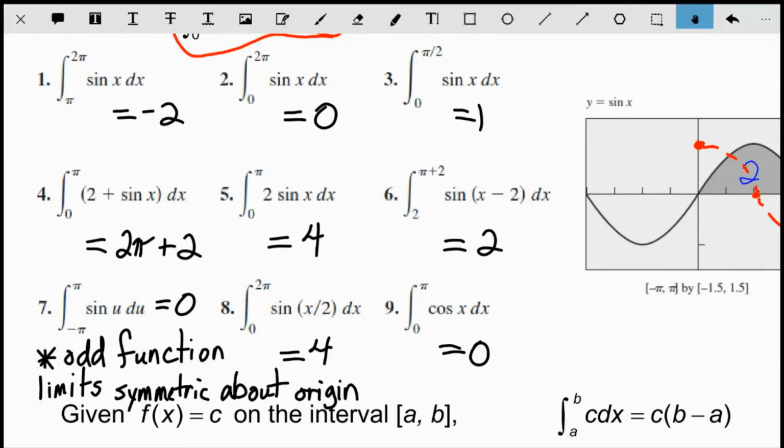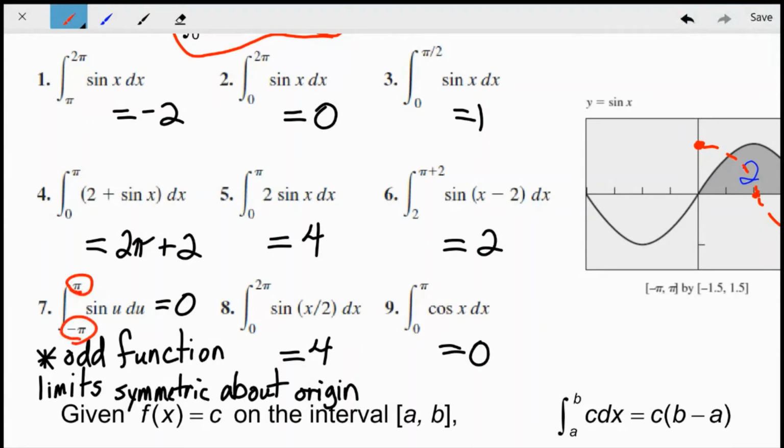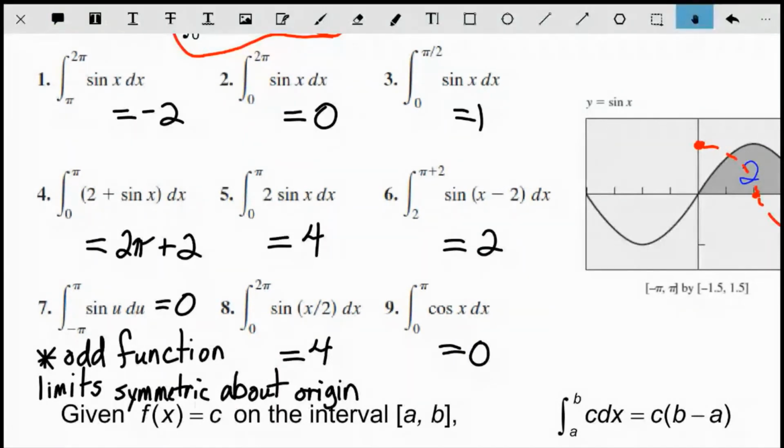The reason I want to point that out is anytime you see limits of integration that are symmetric about the origin, you should always be checking, is my function odd? Because sometimes you're going to get integrals that would be pretty hard to work out by hand, but if you can recognize it's an odd function, you don't have to work out the integral. You just have to know, oh, it's an odd function. I know it's going to be 0 because I have symmetric limits of integration. So be careful about that. That's something that'll show up from time to time.